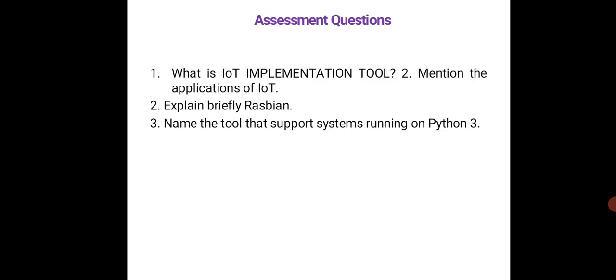These are the possible assessment questions. Explain Raspbian briefly. What is an IoT implementation tool? Mention the applications of IoT. Name the tool that supports systems running on Python 3.